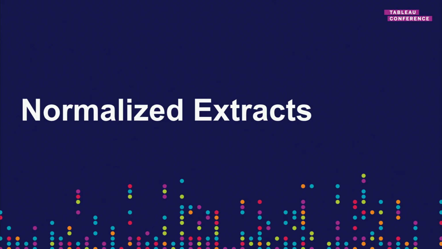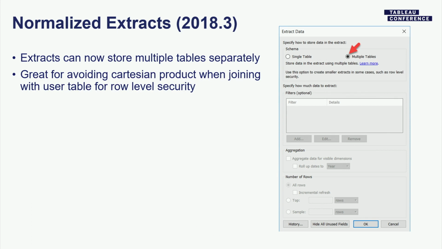And we've got this new feature, Normalized Extract, which is coming in 2018.3. I'm curious, how many of you have had to set up a user security table for doing row-level security? Yeah? You wanted to do it with extracts? Yeah. So you know what I mean.